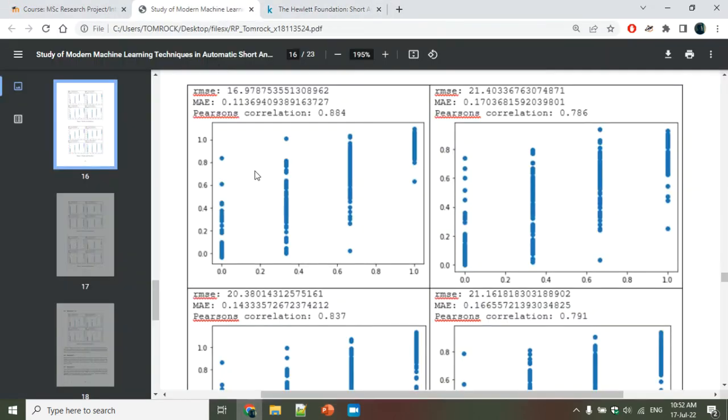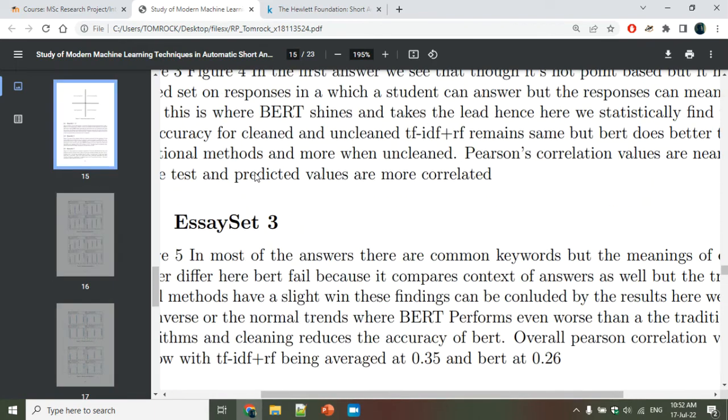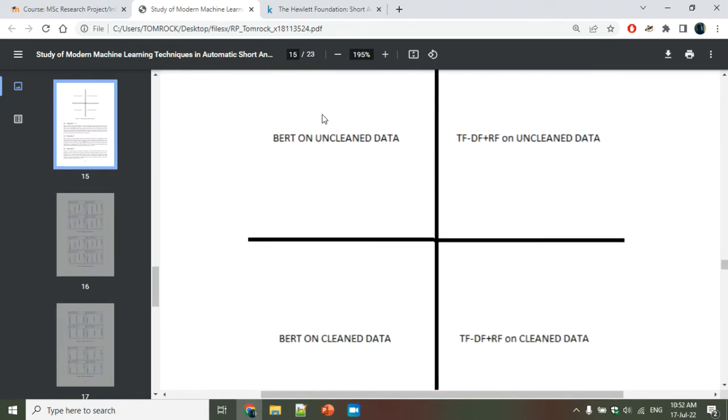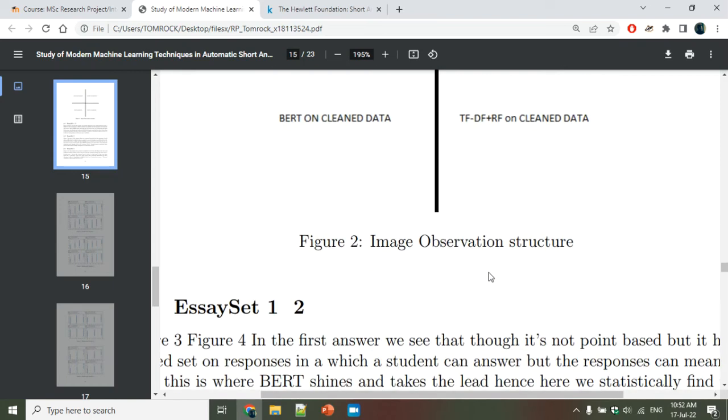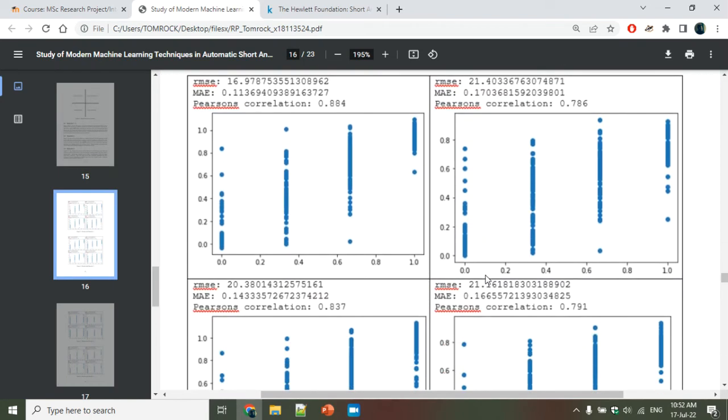Now we'll go to the evaluation part. In the evaluation part, we can see the first data set. Let me show you how the plots are distributed. On the top left, we can see BERT with unclean data. Below it, we can see BERT on clean data. On the top right, we can see the traditional methods with the unclean data, and below it the traditional methods with the clean data. So let's see the first data set. On the first data set, we can see that BERT on unclean data gives the best accuracy with the least RMSE and higher Pearson correlation.